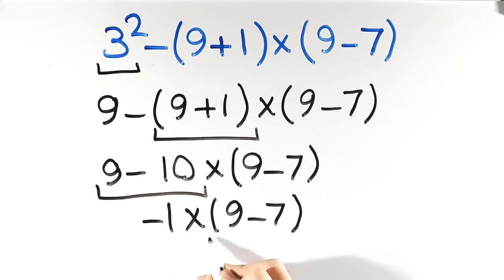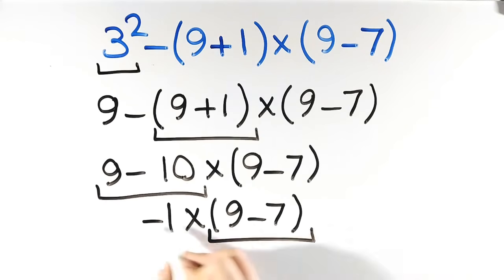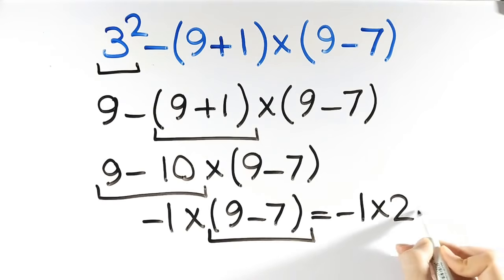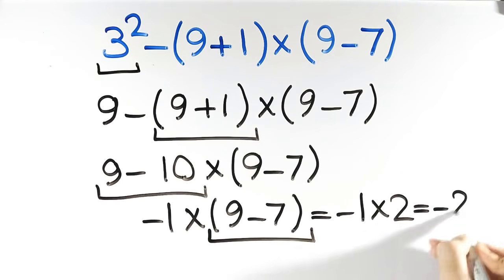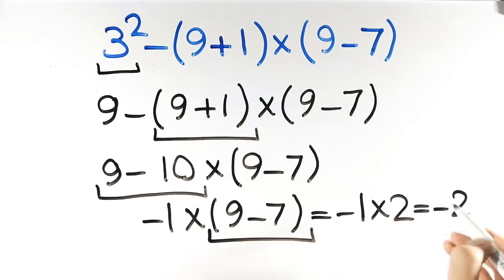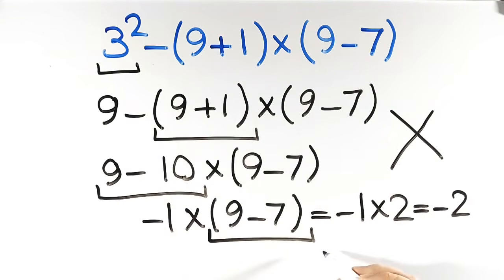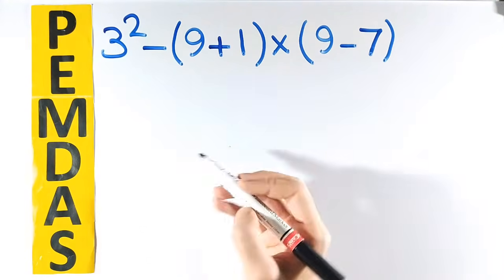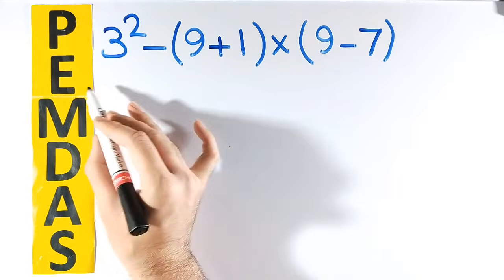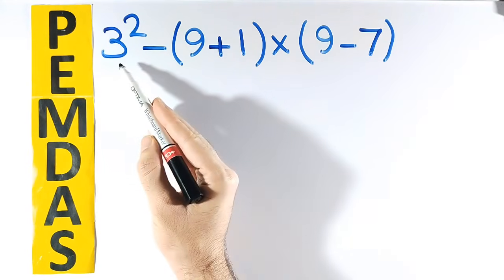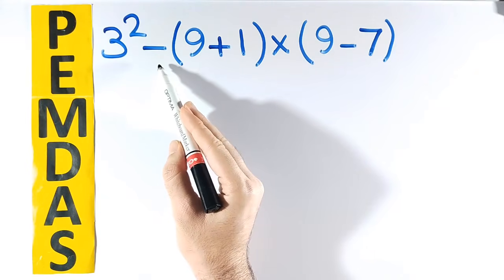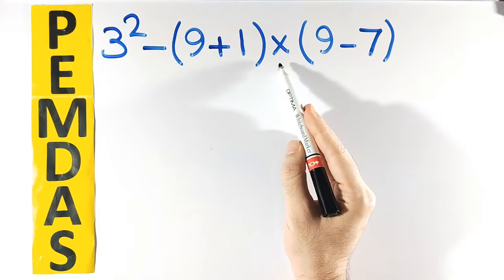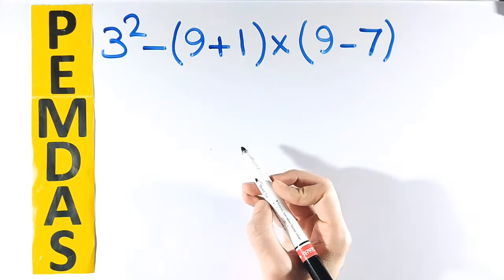In the final step, they go to the expression inside the parenthesis and write this expression as negative 1 multiplied by 2, which finally gives them the answer negative 2. However, this answer is actually incorrect. To solve this question, we must follow a rule that is called PEMDAS. As you can see on the screen, in this expression, first we have an exponent, then a subtraction sign, followed by parentheses, then a multiplication, and finally another parenthesis.